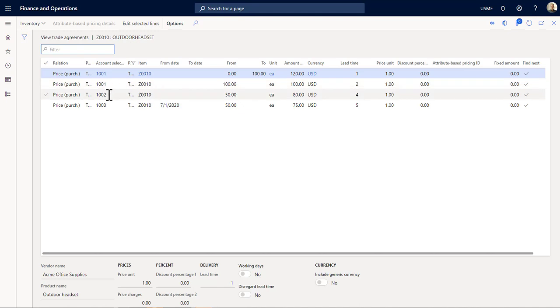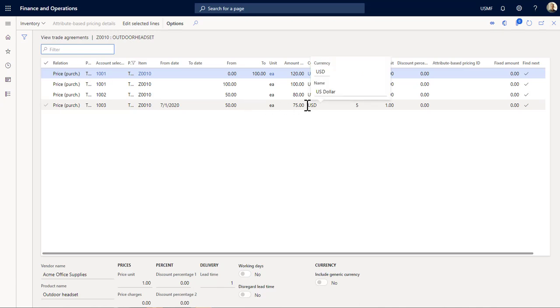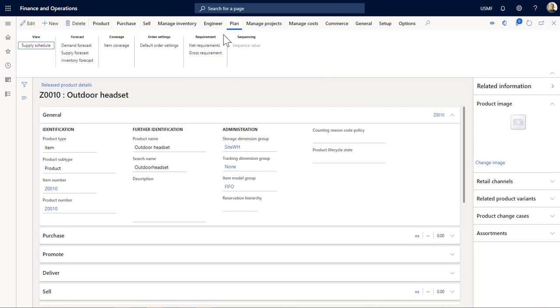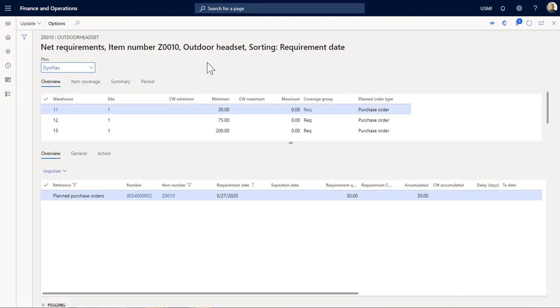Then we have another vendor here who can deliver anything above 50 in quantity for a lower price of $80 US. Now that takes 4 days with that agreement. And then we have the last vendor down here. We have an agreement starting on July 1st, also from quantity 50 with a lower price of $75 US. And that takes 5 days, but it's also the best price we have. So with that, let's take a look at what the net requirement will look like, the result.